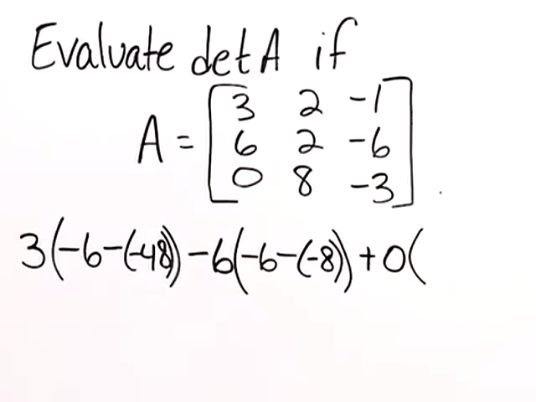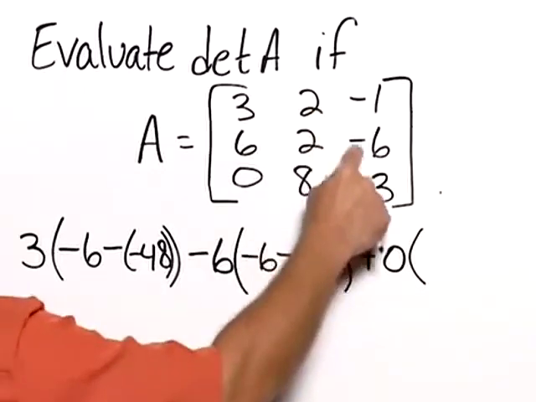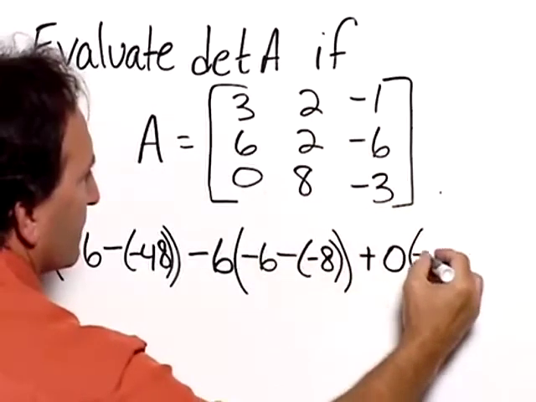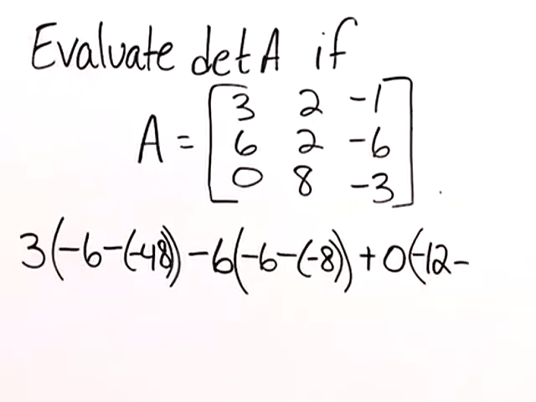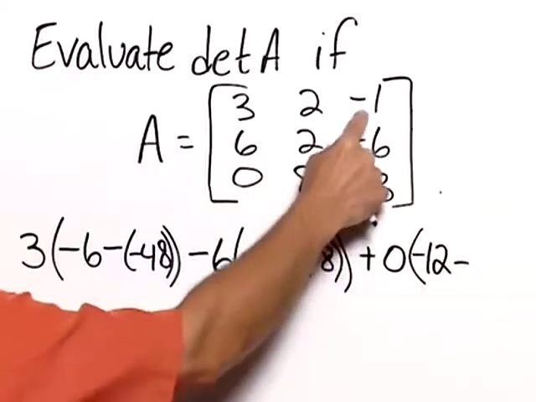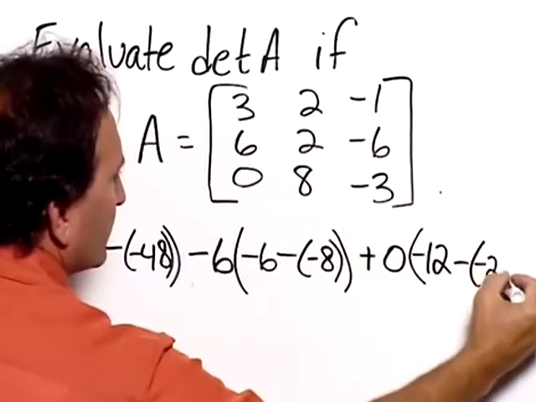But let's at least show what it would be: 2 times negative 6, which is negative 12, minus 2 times negative 1, which is negative 2.